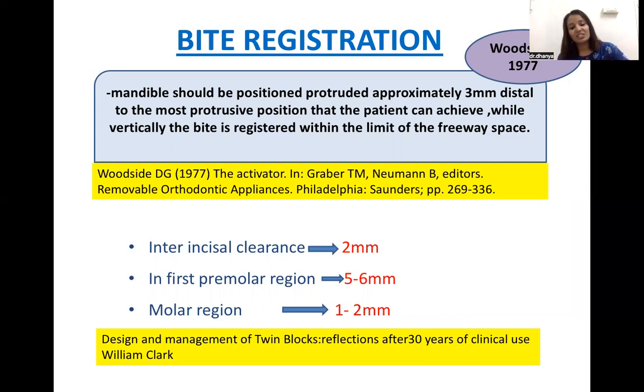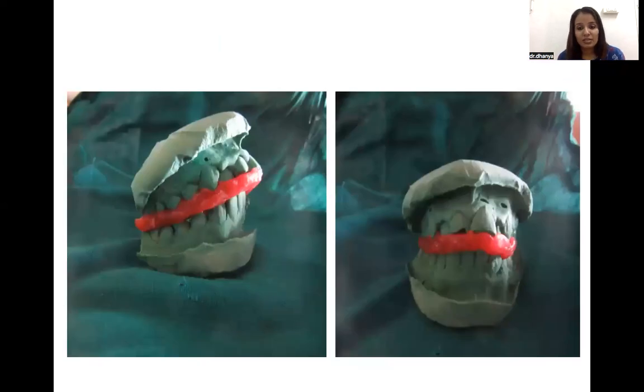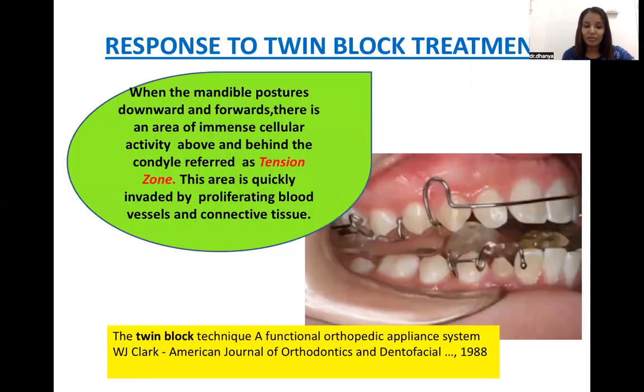Woodside TG in 1977, the activator in Graber TM, Neumann B editors. This is the article which gave the data about these things. Now, design and management of twin blocks. The article says about the inter-incisor clearance, which is of about 2 mm. In between the incisors, there should be 2 mm clearance. In first premolar region, there should be 5 to 6 mm clearance, and in molar region, there should be again 1 to 2 mm clearance. So this should be the thickness of the bite. As you can see here, wax bite we are creating. So the thickness of the bite blocks are explained in the previous slide.